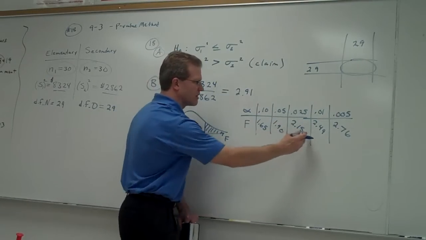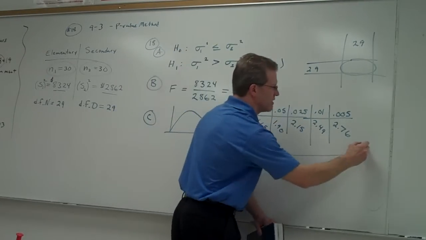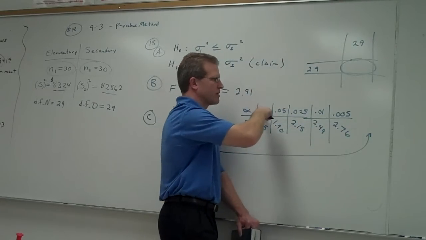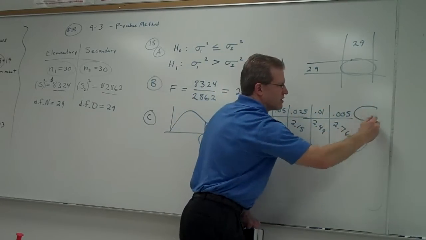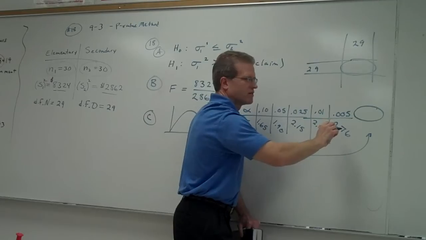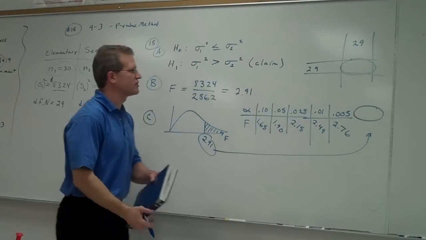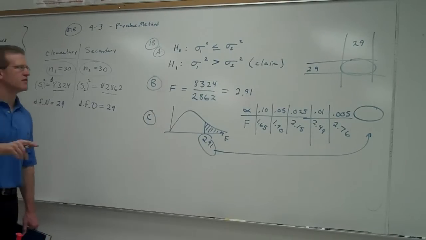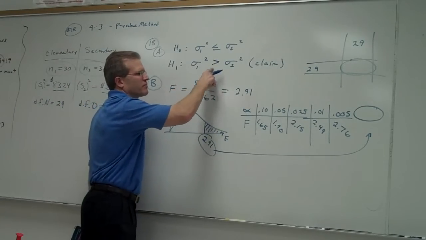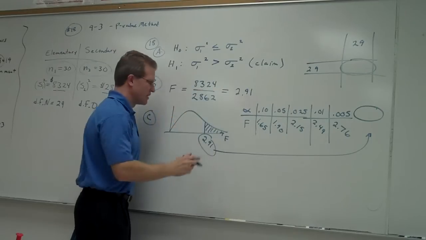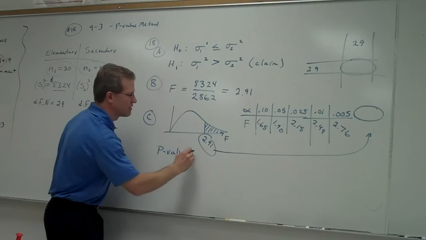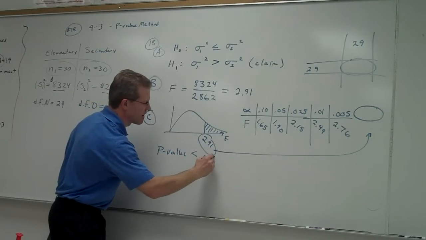So now, 2.91 doesn't fall between any of these, does it? Doesn't fall in here or here or here. It falls out here, because these numbers are getting bigger. But these numbers up here are getting smaller, aren't they? The p-value is what? Less than 0.005. If it's one-tailed, if it was two-tailed, we'd have to double that 0.005. But it is one-tailed, right? Because we're up here with the greater-than symbol. So for step C, we're going to say that our p-value is less than 0.005.